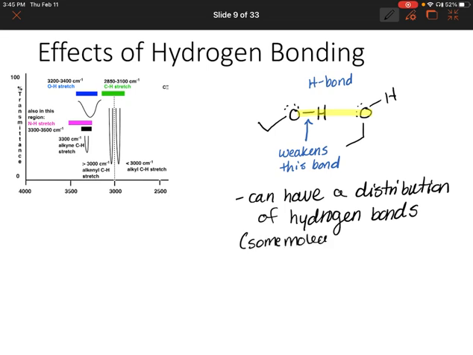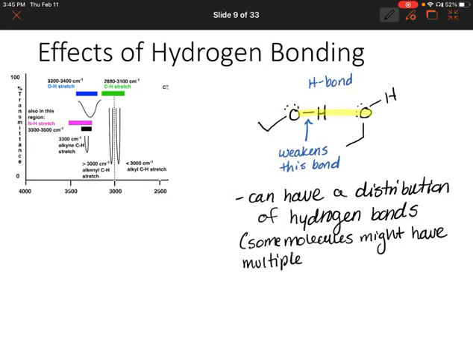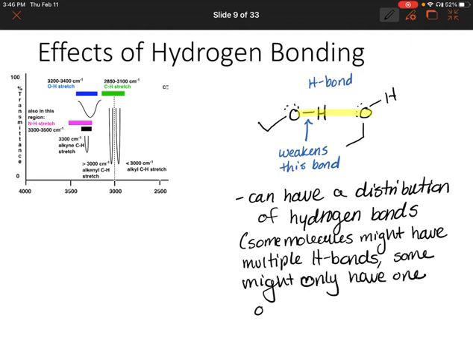So for instance, some molecules might have multiple hydrogen bonds. Some might only have one or none, etc. So that's what broadens that OH peak that we've talked about before.